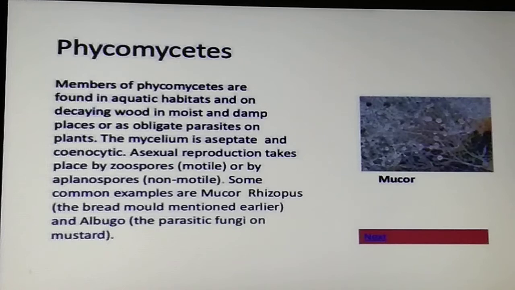Now asexual reproduction takes place by zoospores that are motile, or maybe by aplanospores which are non-motile in nature. These spores are produced in sporangium, students, and a zygospore is formed by fusion of two gametes. Now these gametes are similar in morphology and that is why they are known as isogamous. Here iso means same, or similar, or dissimilar, that is known as oogamous or anisogamous. Students, some common examples are Mucor, Rhizopus, the bread mould, and Albugo, the parasitic fungus on mustard.